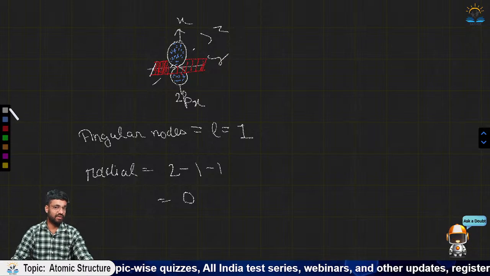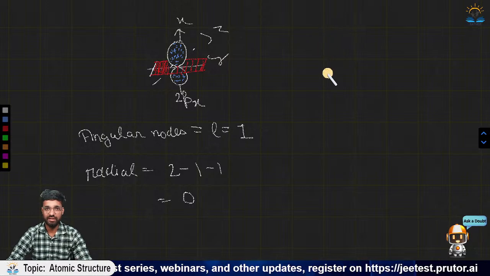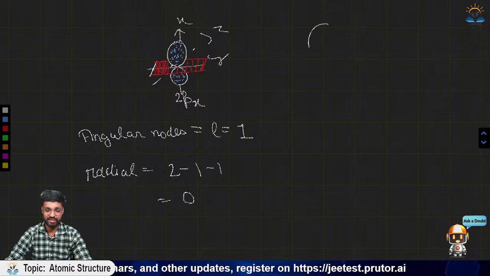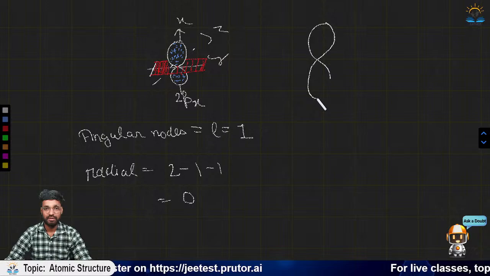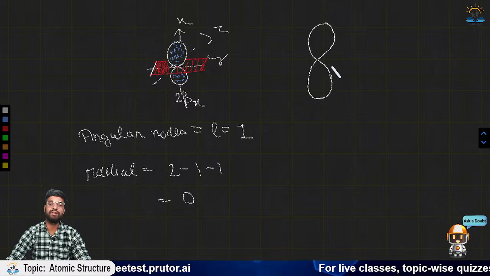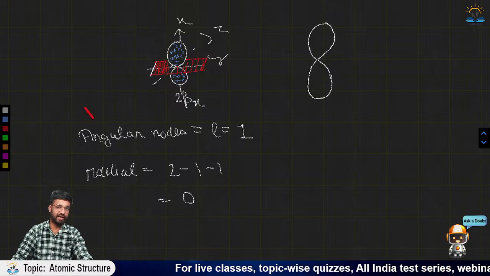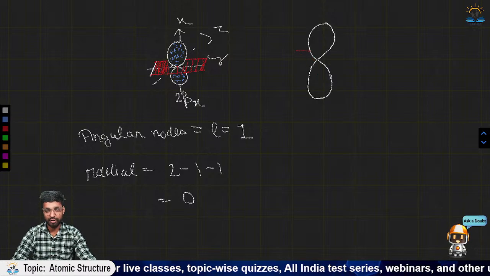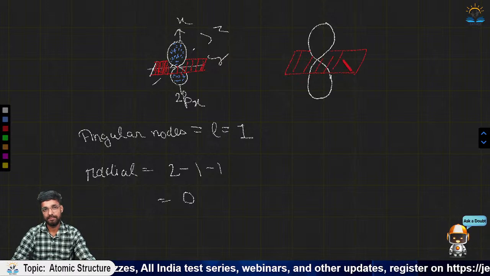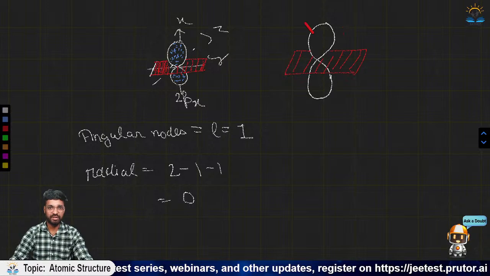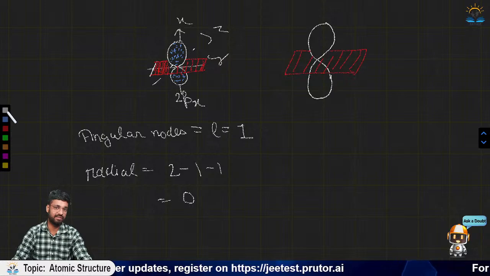Now if you move to the other one, that is 3px, this 3px will be greater in size. As we increase the principal quantum number, the size of the orbital goes on increasing due to the increasing energy. Again this thing will be common for all p orbitals, so there again will be a nodal plane here. Suppose this is in the px direction, so the plane will be in the yz direction.